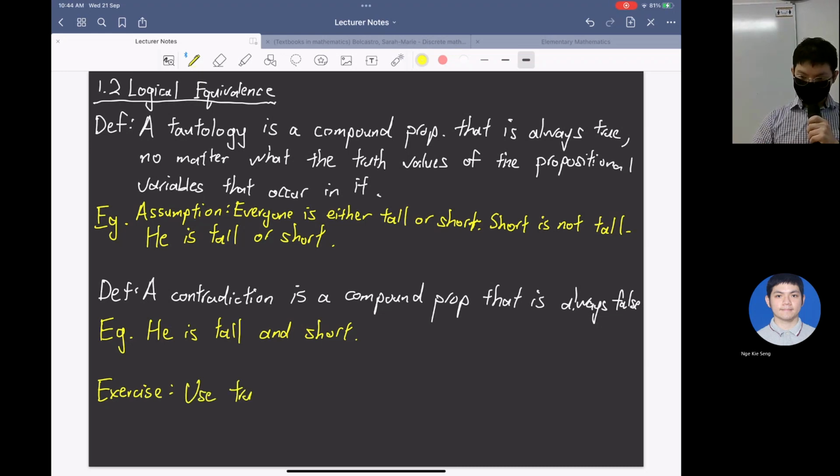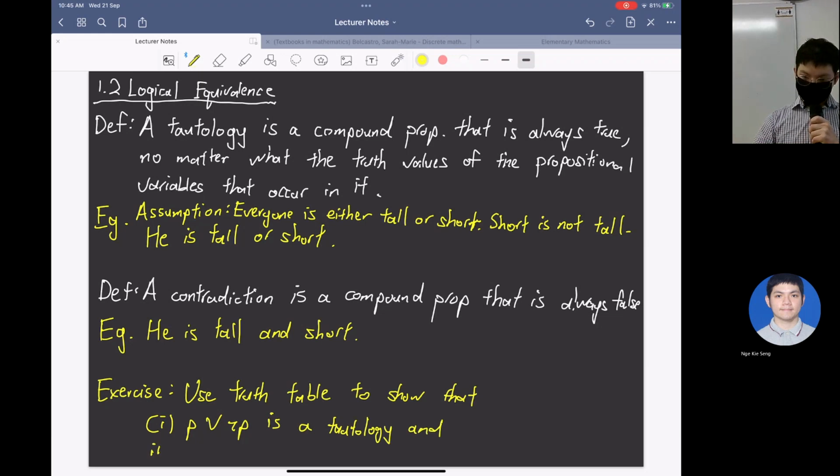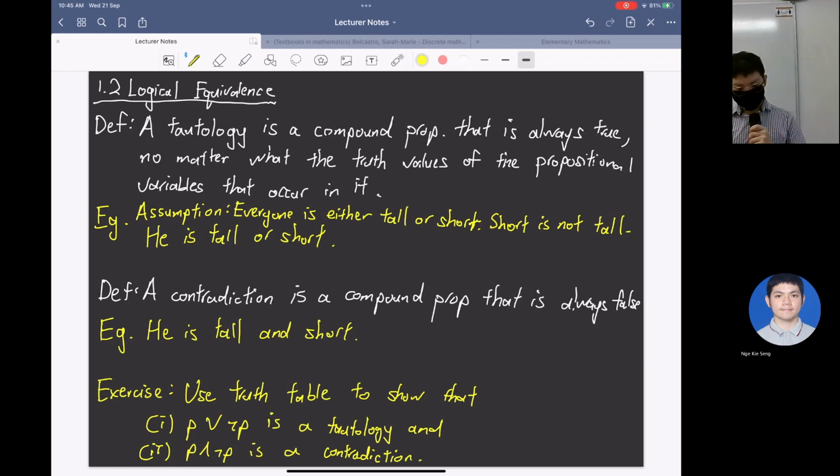Use truth table to show that P or not P is a tautology and P and not P is a contradiction. So in general, P or not P is a tautology and P and not P is a contradiction. This is in general. You can prove this using truth table.